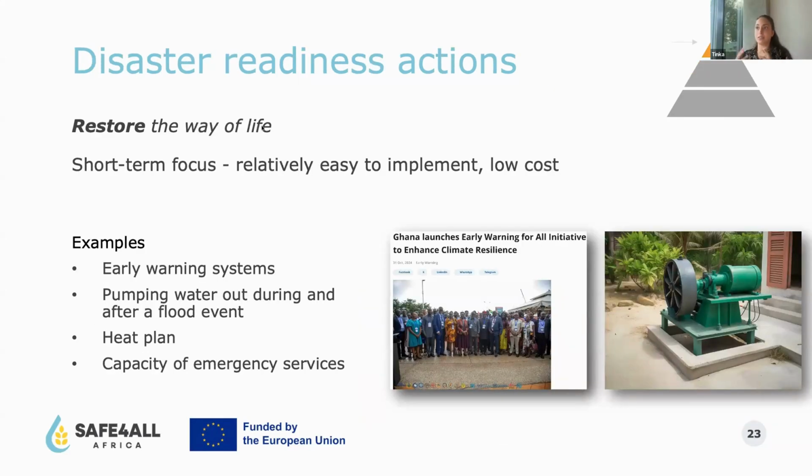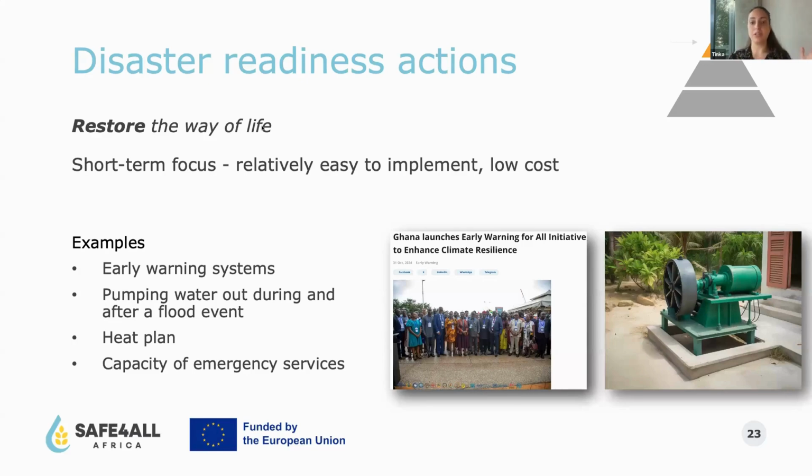And then lastly, there are disaster readiness actions, and they're really about restoring the way of life. So we don't prevent the impact, but we restore our way of life. They are more short-term focus. It depends, but often they're relatively easy to implement and low cost. So an example is early warning systems, which is a really hot topic now, but also very practical machines, like a machine to pump water out during and after a flood event. You see an example here on the picture.